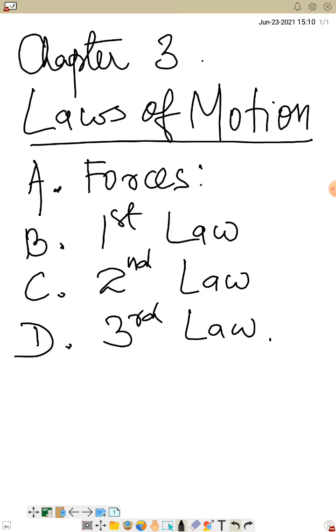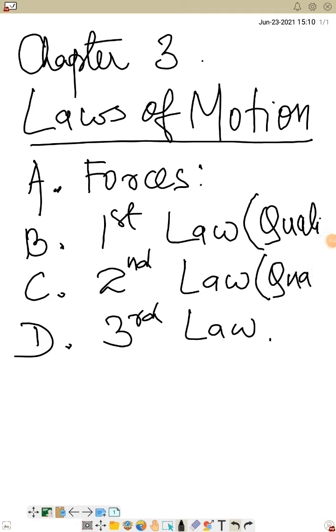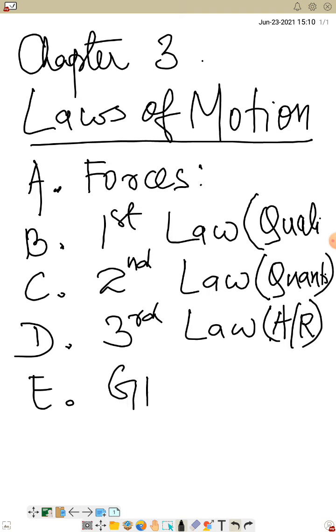Newton's first law gave us the qualitative nature of force. In the second law, we learned about the quantitative nature of force. And in the third law, in the last class, we learned about action and reaction of a force. Today, we are going to do the last unit of the chapter, and this is going to wrap up your chapter number 3. Unit E is the unit which deals with gravitation.